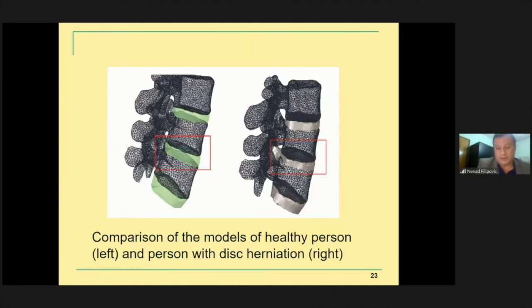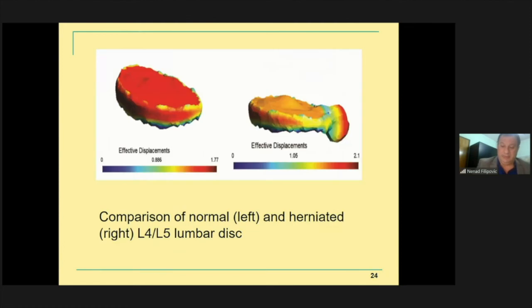When we compare the models from the healthy person on the left side and the person with disc herniation on the right side, we can see the difference in the deformation of the intervertebral disc, and also different displacement and different stress inside the cartilage biomechanics. When we compare the normal on the left side and the herniated on the right side from the L4, L5 lumbar disc, we can see the effective displacement and the difference of displacement in the deformation of the cartilage, and see the difference for the diseased cartilage.